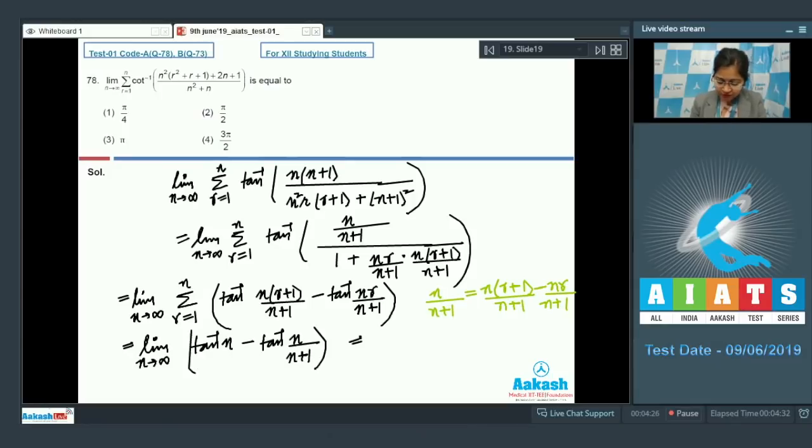So if n is tending to infinity, it will be equal to tan inverse infinity, that is pi by 2, minus this, which can be written as tan inverse of 1 divided by 1 plus 1 by n. So as n tends to infinity, it will be tan inverse 1. So that will be pi by 4. So this is equal to pi by 4. So the answer will be option number 1.